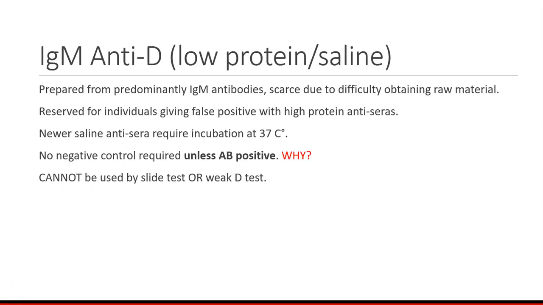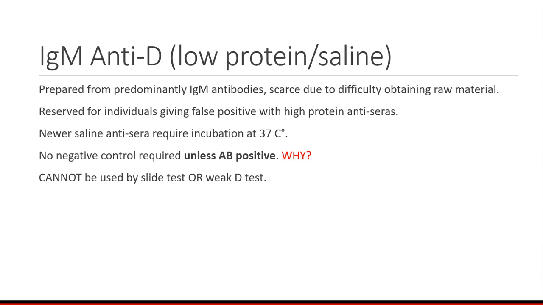IgM anti-D is a low protein saline reagent that isn't used very much and usually is used more by reference laboratories. This is prepared from predominantly IgM antibodies, so it's scarce due to the difficulty in obtaining the raw material. How do you get IgM antibodies? It's from a primary immune response. This is reserved for individuals giving false positives with high protein antisera. So if you get a positive with a high protein and it's a false positive because your D control is also positive, then we could use this.